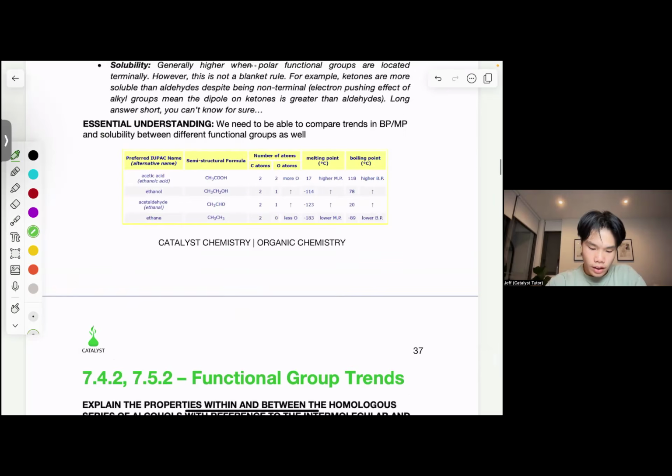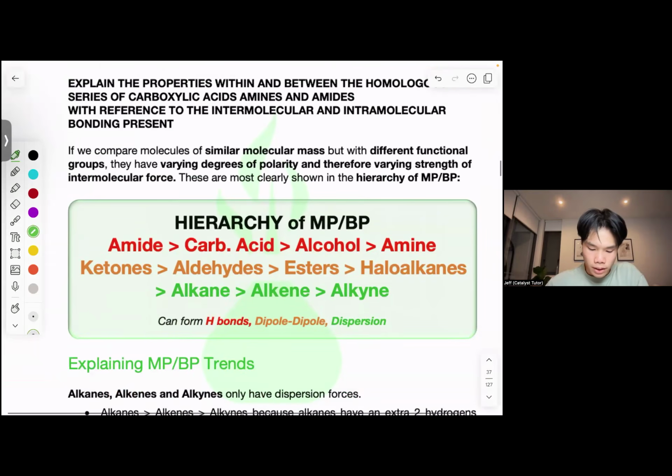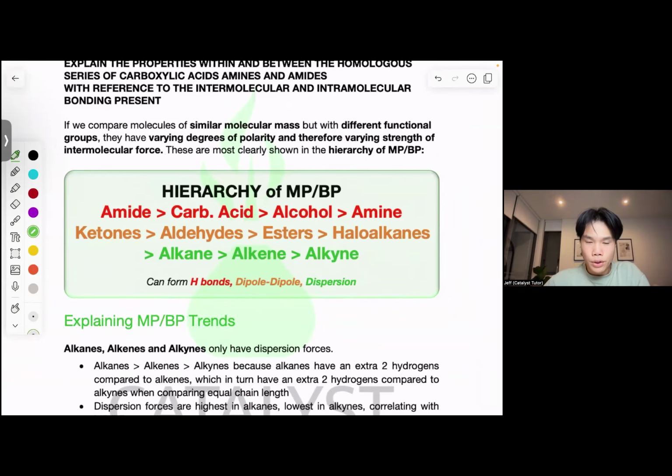Okay. We also need to be able to compare the functional groups' boiling points, and we should have a hierarchy in our head of going from low to high, what the boiling points of substances are. So if you look at this list, ethane is less than ethanol, which is less than ethanoic acid. And the hierarchy we build looks something like this, where you have dispersion force forming compounds at the bottom. They are lower in melting point and boiling point than dipole and dispersion forming compounds, and H bond forming compounds are at the very top. So this is your hierarchy.